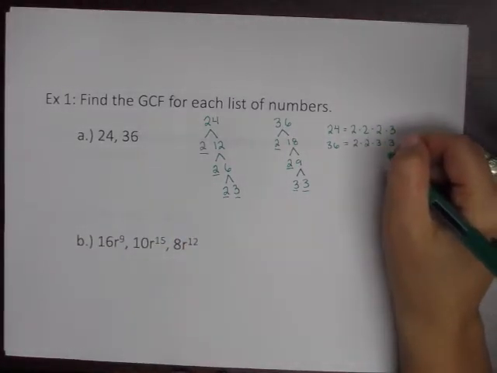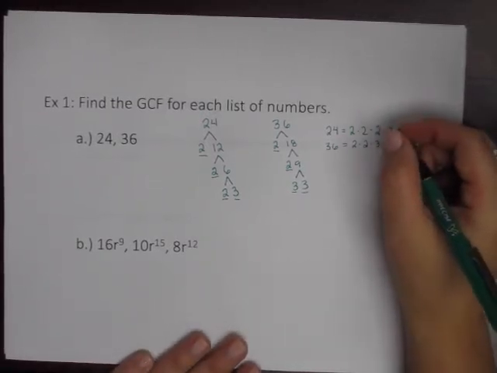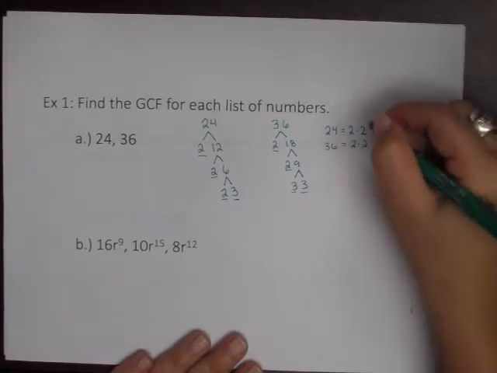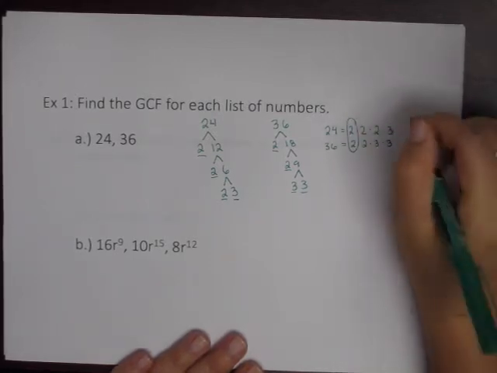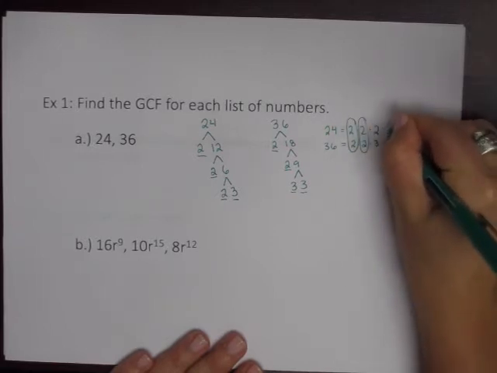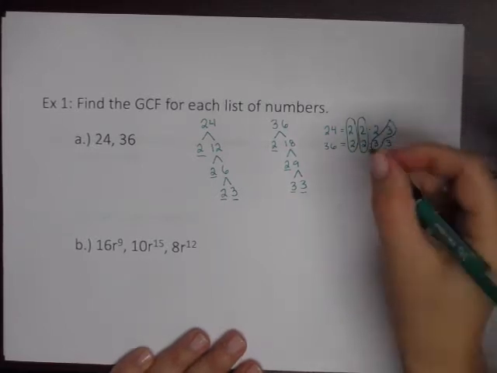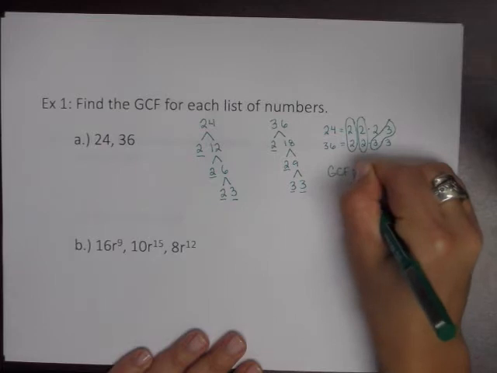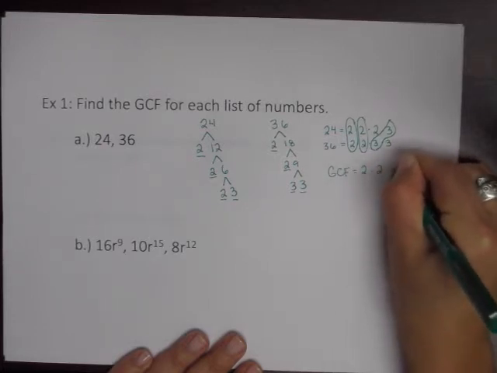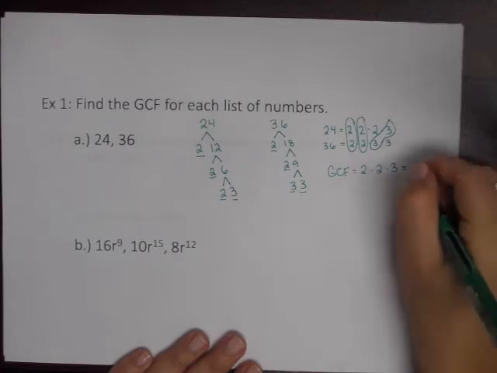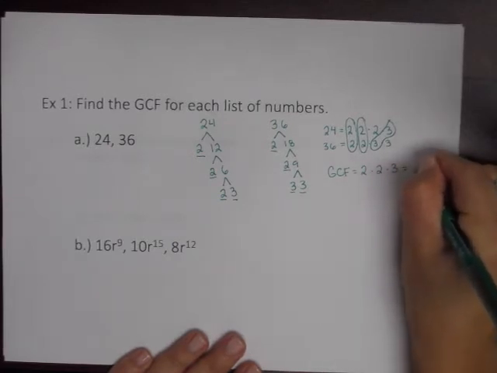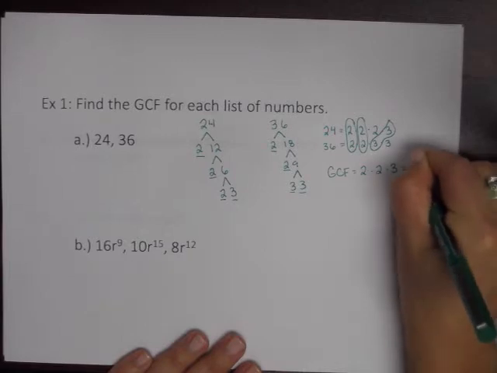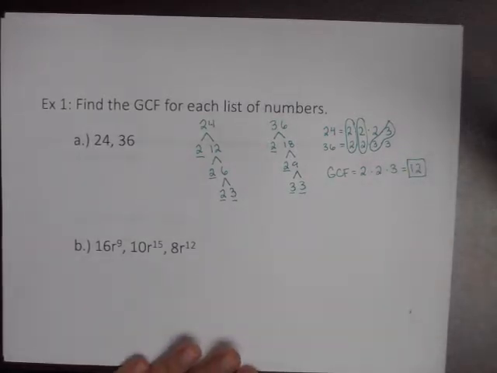Step 3 is we have to choose the least exponents. So what that really means is we're just choosing what's in common. So I see that I have a group of 2 in both of them. I have another group of 2, and then I have one group of 3. So what I have to do with these numbers in my step 4 is multiply them. So for my GCF, I take my first group of 2 times 2, which is 4, times 3 is 12. So my GCF is going to be 12 when I'm looking at 24 and 36.